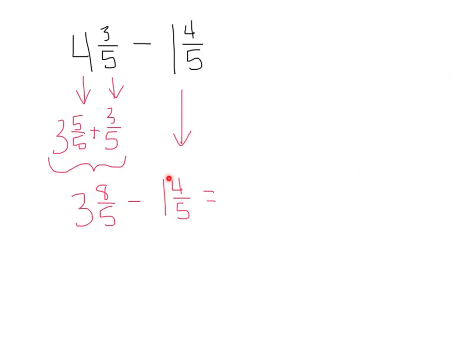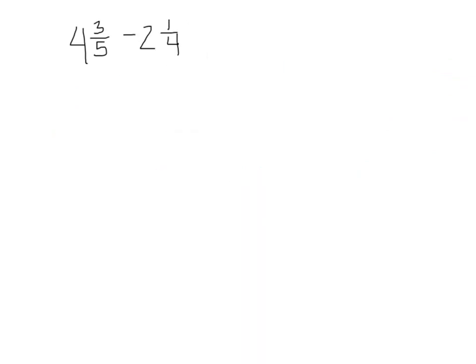So 3 minus 1 is 2. 8 minus 4 is 4. And then they're just fifths. Okay, so that wasn't too hard when we were trying to do mixed numbers that have like or common denominators.